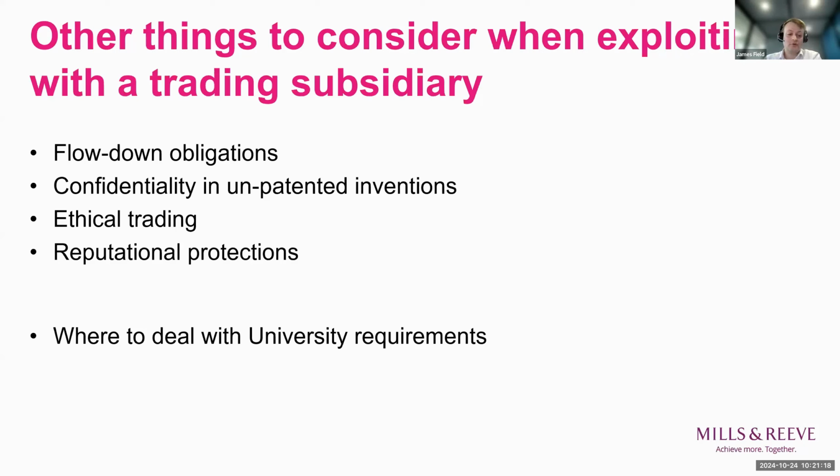Also, it's worth thinking about other requirements that the university might have. So it will likely have ethical trading requirements, and there'll also be various procedures that need to be followed to ensure that the university's reputation is protected as well. And you should really think about how the trading subsidiary's activities might interfere with whatever those requirements are. And on a related note, it's also worth thinking about where the university's requirements might be best dealt with. And by that, I mean, what document might it be best to set them out in?